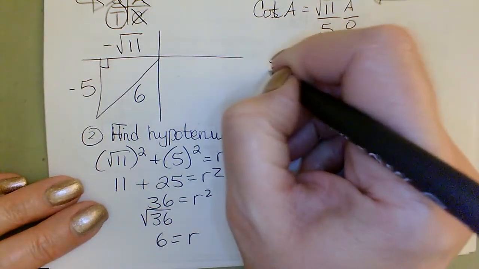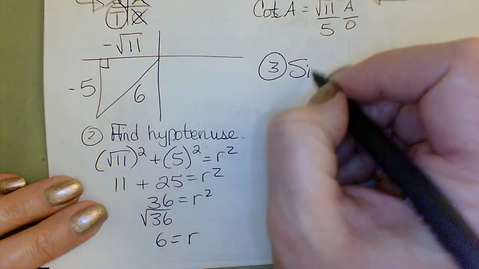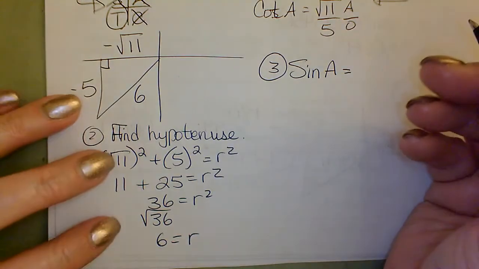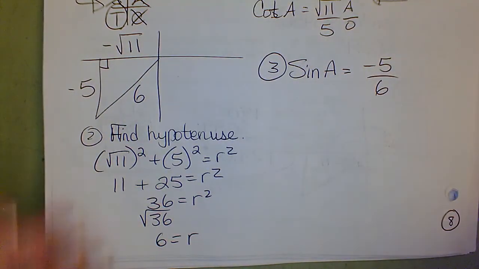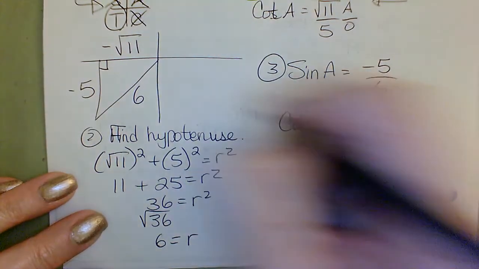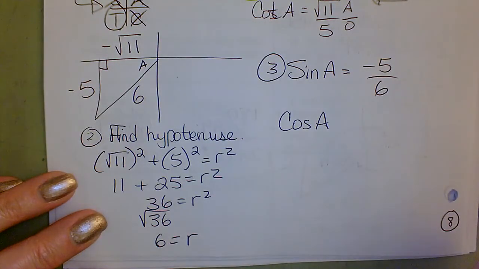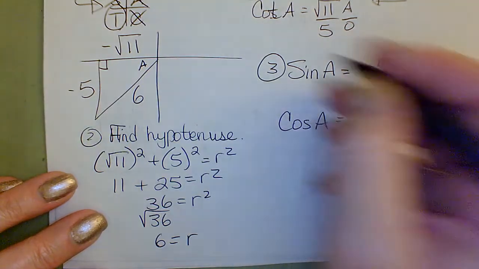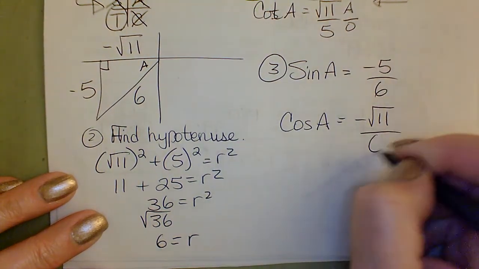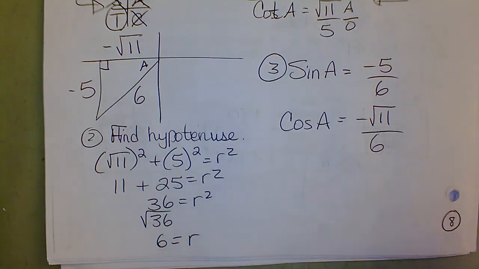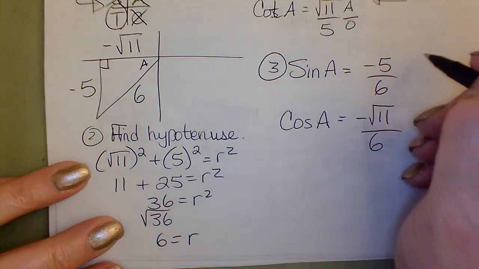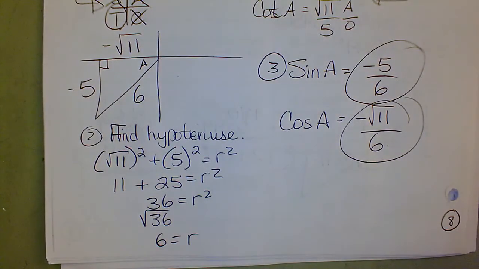And the last step is to write my sine A. Sine is opposite over hypotenuse. And cos A is right here. I should label my picture. And cos A is negative square root 11 over 6. And again, I'm in quadrant 3, so tan is the only one that needs to be positive. Both of them are negative. I'm good to go.